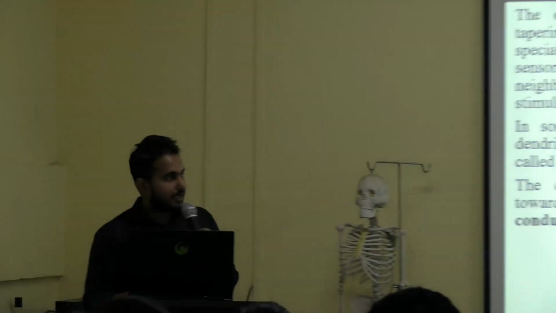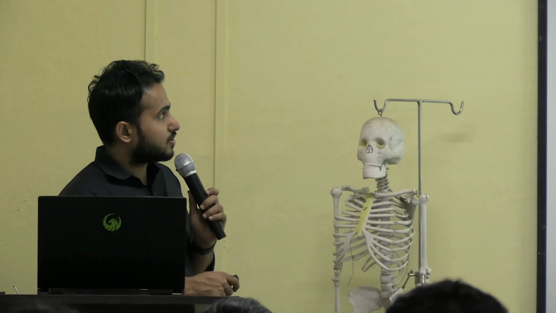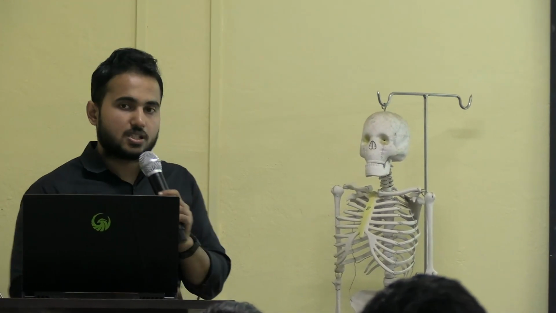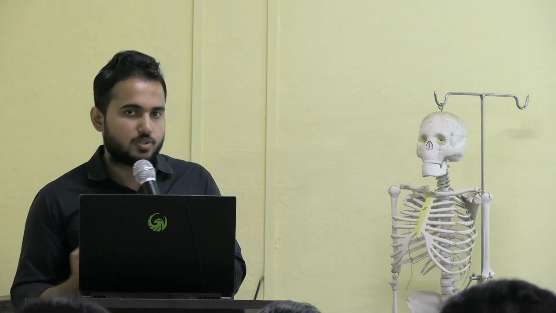So the dendrites are first of all highly branched, very short tapering processes, and the termination may be as a sensory receptor, or it may synapse with a neighboring cell to get the stimulus. In some neurons, the smaller processes of the dendrites bear numerous minute projections, and these are called dendritic spines. Not in all cases.